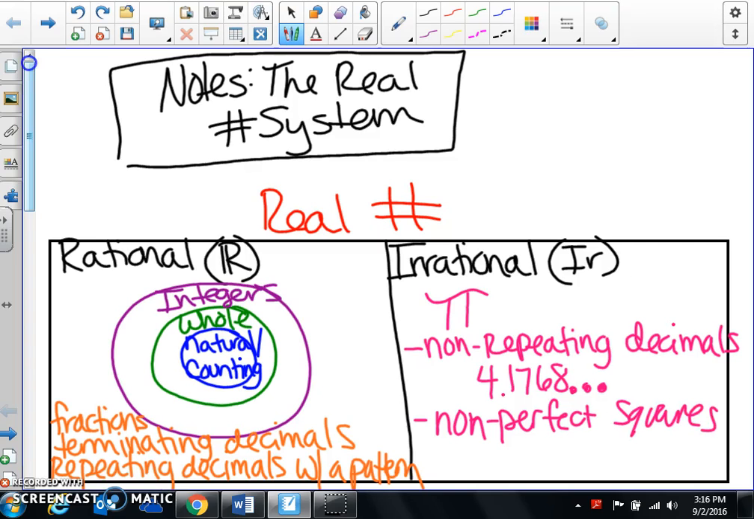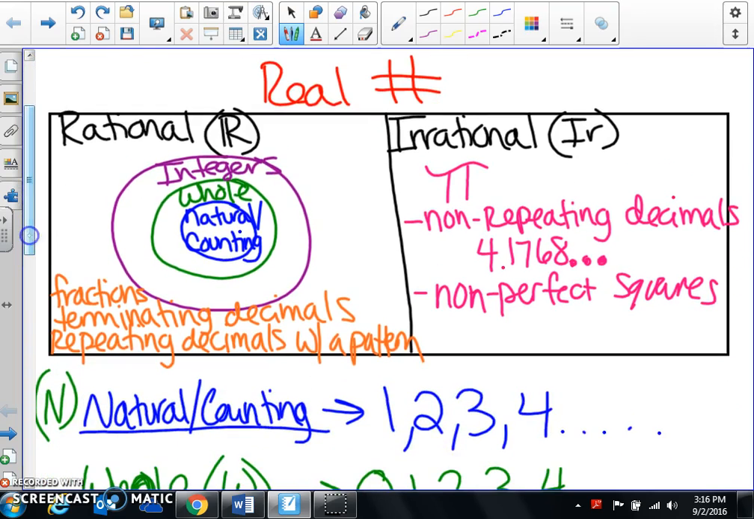If you don't know your perfect squares, look them up. For instance, the square root of 49 is a perfect square, right? Because the square root of 49 is 7. Okay. A non-perfect square would be like the square root of 30, right? That's not a perfect square.